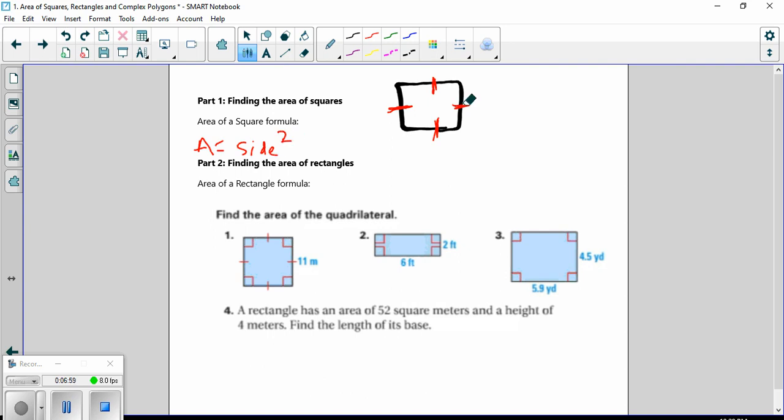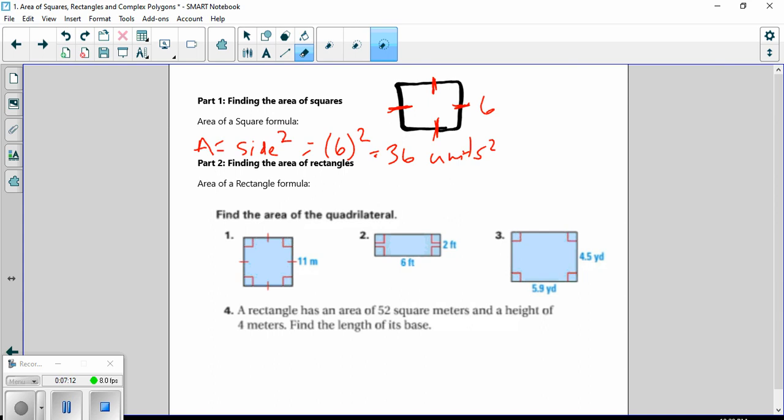So for example, if this was 6, then the area of this would be 6 squared, which is 36. And then whatever the units are, unit squared. So this is one formula. Another formula is this.